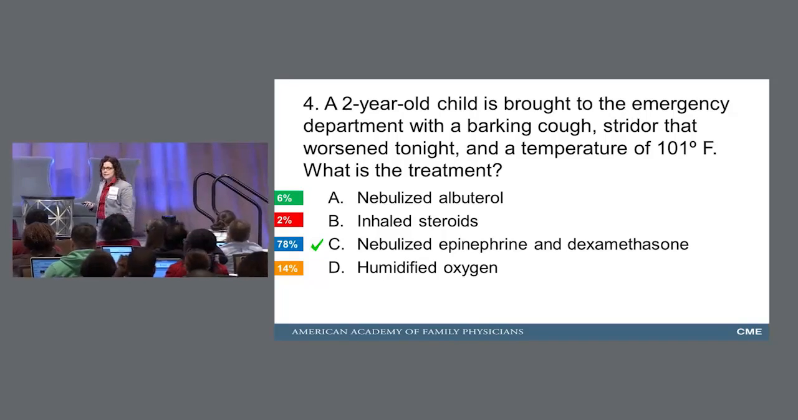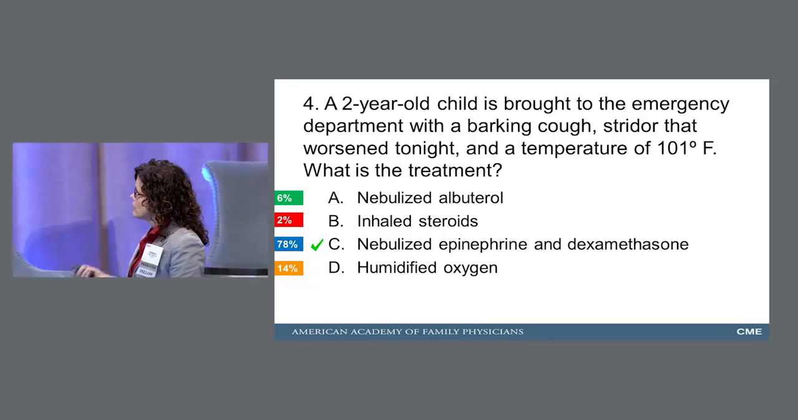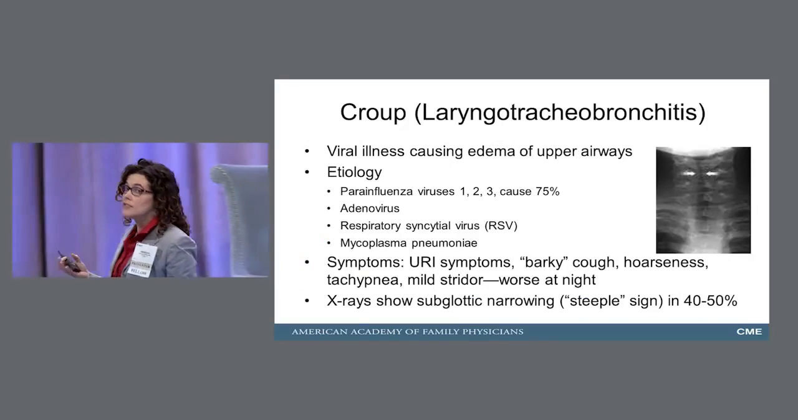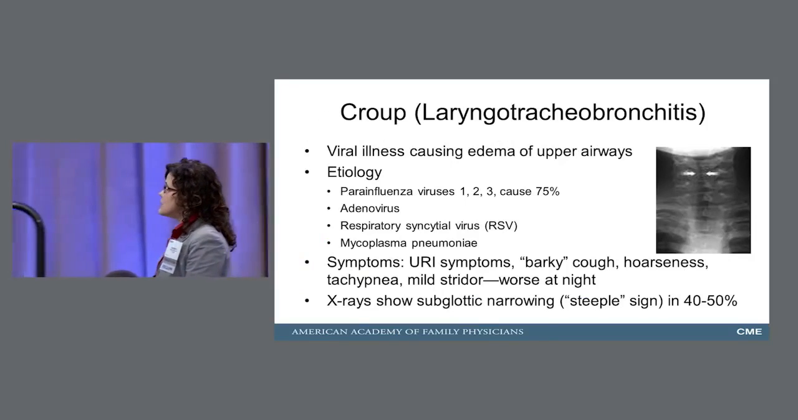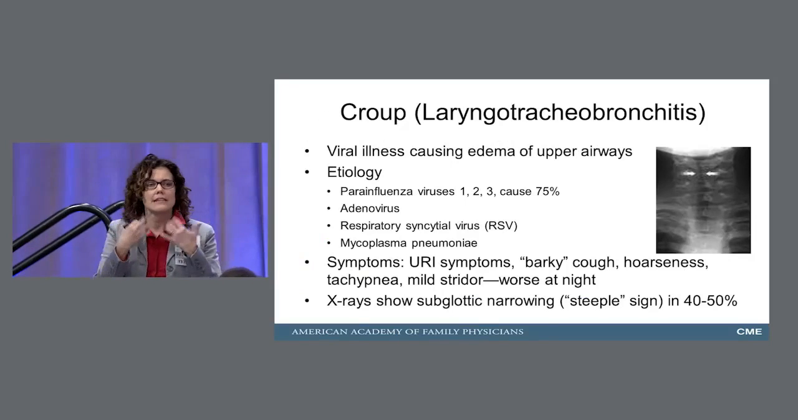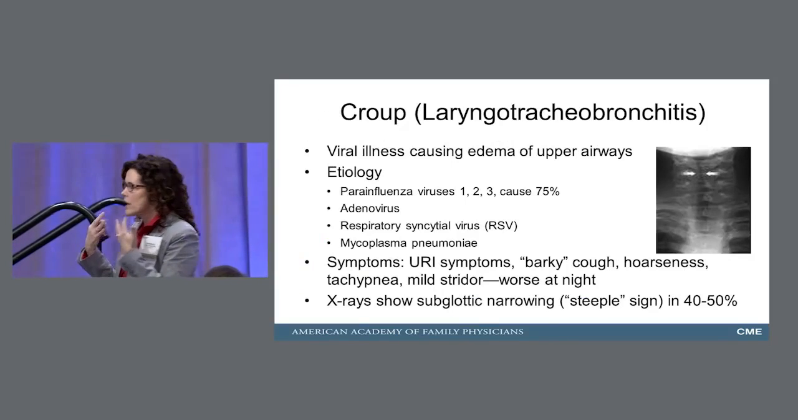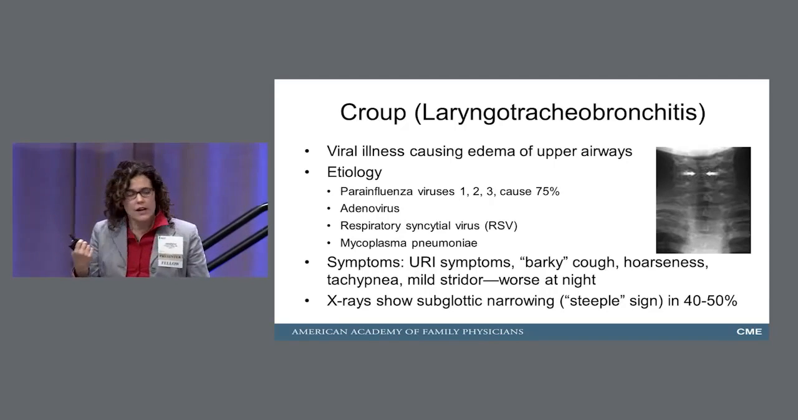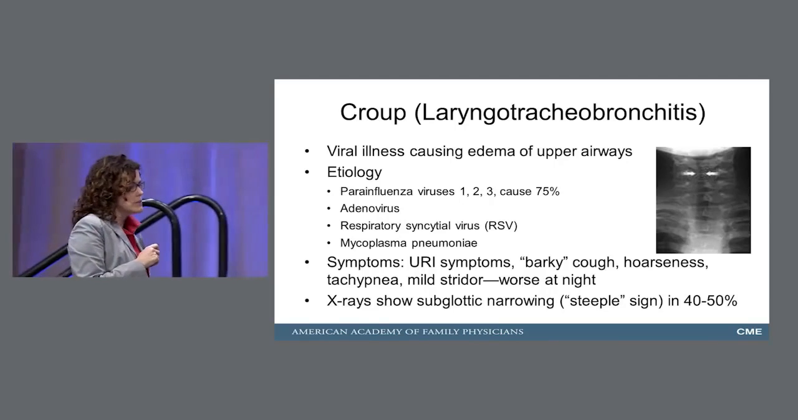Great, so the answer is C, nebulized epinephrine and dexamethasone, and that is because this is croup. So what is croup? Again, it's a virus. It causes edema of the upper airway, so that causes that sound, that stridor sound, and then also that barky cough, mostly caused by parainfluenza, can be adenovirus, RSV, can be mycoplasma.